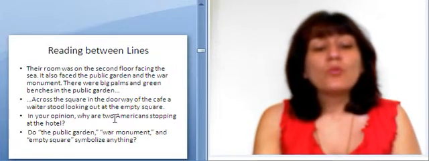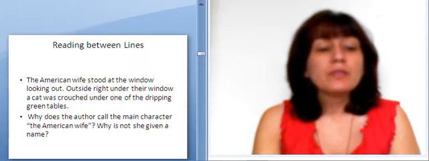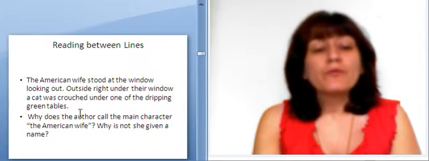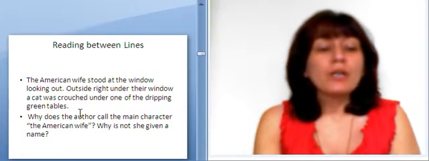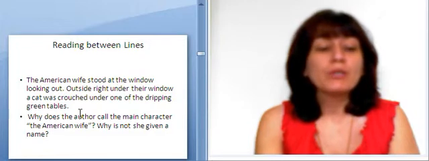The American wife stood at the window looking out. Outside, right under their window, a cat was crouched under one of the dripping green tables. Why does the author call the main character the American wife? Why is she not given a name?